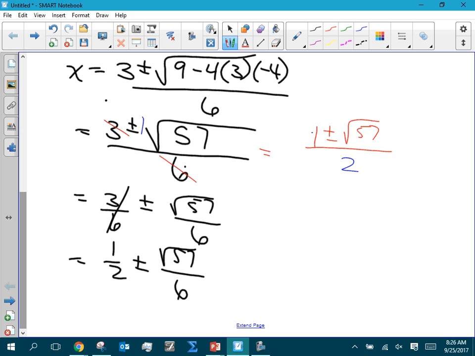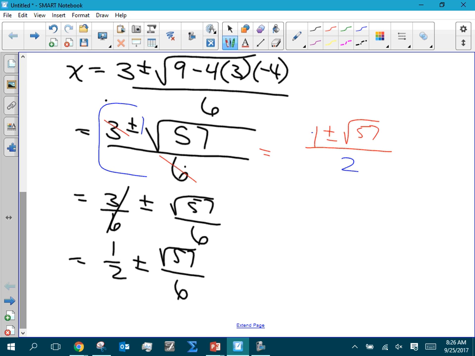That's looking into WebAssign. That's what they're asking typing in as. I'm assuming if you would have typed it in that way, they would have been okay with it. I don't know. Is there a plus or minus? You've got to type in both. But if you type it in as 3 plus radical 57 over 6, is it okay? Accept it.